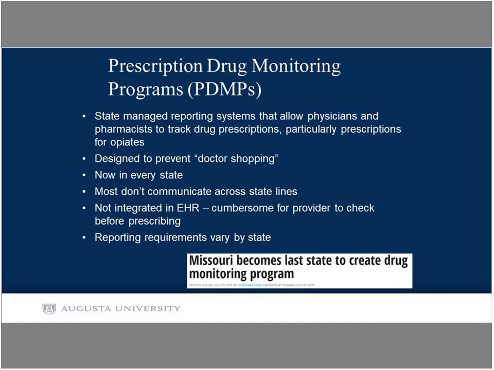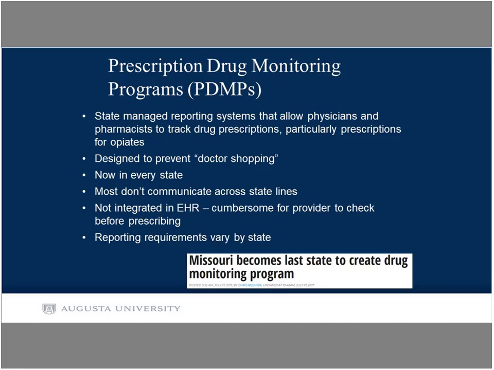Prescription drug monitoring programs are now in existence in every state, and you'll see the headline down here at the bottom. This is from July of last year. Missouri became the last state to create a prescription drug monitoring program, and essentially the purpose of those is to prevent doctor shopping. So physicians are supposed to check the PDMPs prior to prescribing an opiate to make sure that the individual they're prescribing to does not have an outstanding prescription with another physician. The issue there is that those tend to not communicate very effectively across state lines.